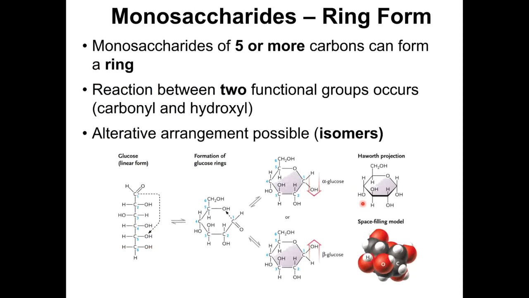Now, until now, I showed you monosaccharides in the linear form. In reality, monosaccharides exist 99% in the cyclic form. And the cyclic form is formed through an intramolecular reaction. So within the same molecule, there is a reaction that takes place that causes the formation of a cyclic ring.